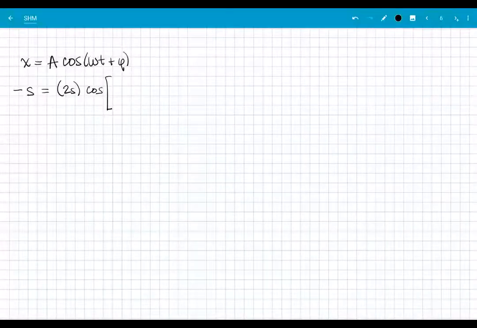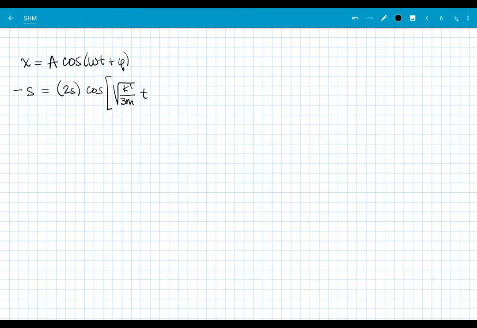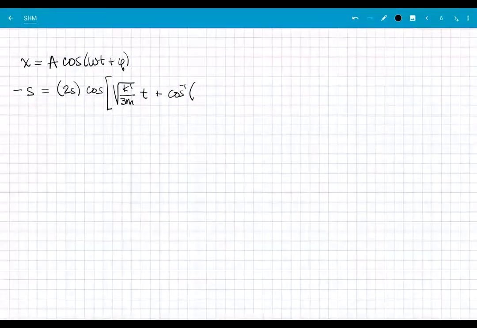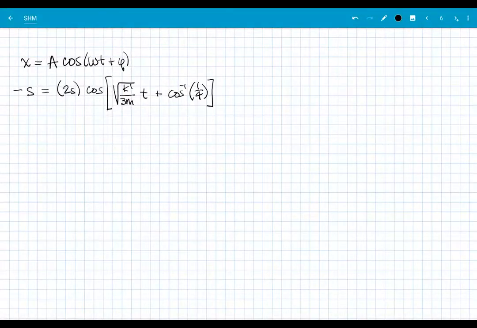Now remember, we solved for omega. We did it, so that's cool. I can just sub right in for that. So that's root k prime over 3m times t plus, and now I know my phase constant, arc cosine 1/4. Great. So look, everything in here is known except for my time, right? So all I have to do is a little bit of algebra here. Y'all can handle that algebra. I'm going to say here, algebra intermission.